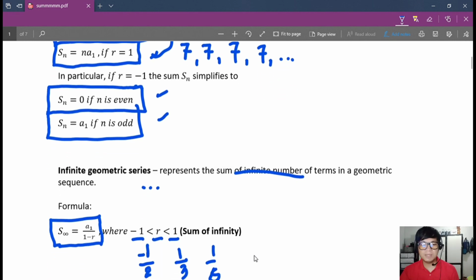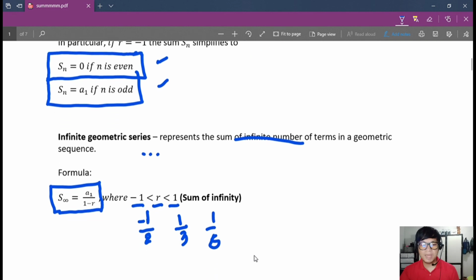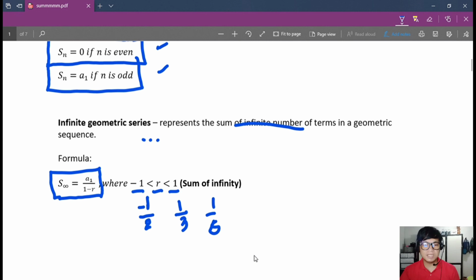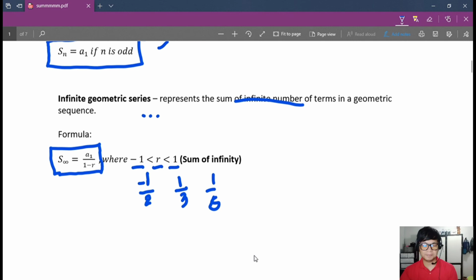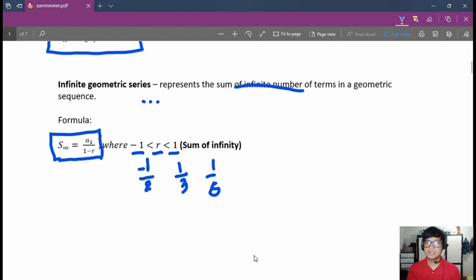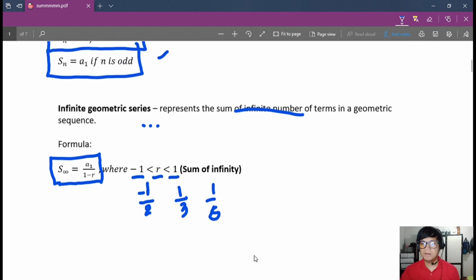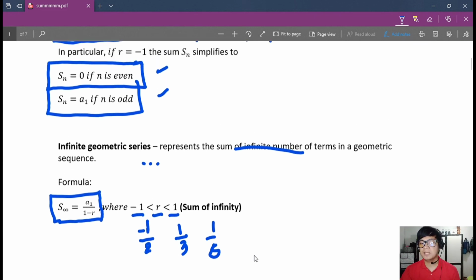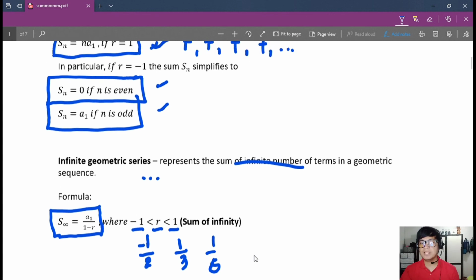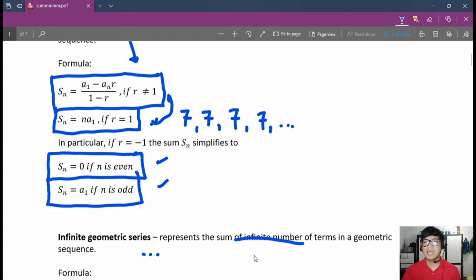Sa infinite geometric series, we have S sub infinity is equal to A sub 1 over 1 minus r, wherein r natin is between negative 1 and 1. So, mga fraction yung ating common ratio here sa sum of infinity. Okay, that's all for this video, for this topic. So, we are done with finding the sum of a geometric sequence. We have the infinite geometric series and the finite geometric series. So, thank you and have a nice day, everyone.